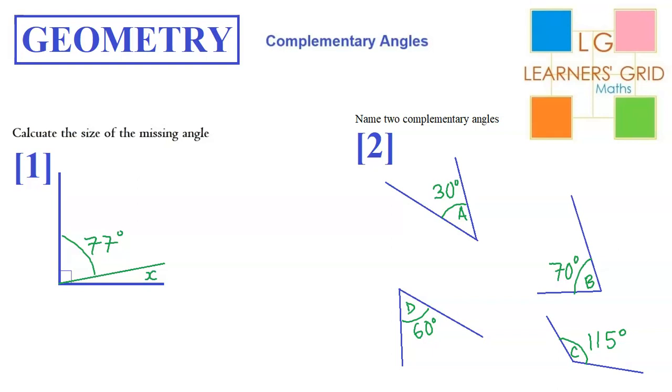We're going to be looking in this tutorial at complementary angles. For number one, we're just going to calculate the size of the missing angle, and for number two we'll be looking to identify angles which are complementary.